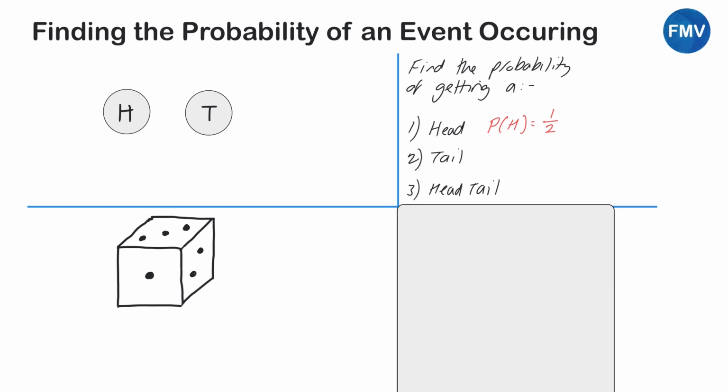Let's look at this second question. So what's the chance of getting a tail? Well, the probability of getting a tail is the same because there's one tail and there are two possible outcomes. So what's the chance of getting a head tail? Well, there's only a chance of getting a head or the chance of getting a tail. There's no such thing as a head tail. So in that case, there is a zero chance out of two. Well, zero divided by two is still zero. So that is a zero chance.